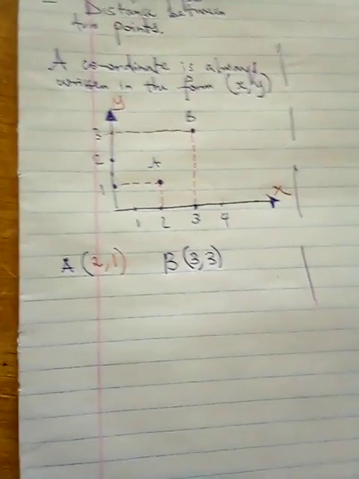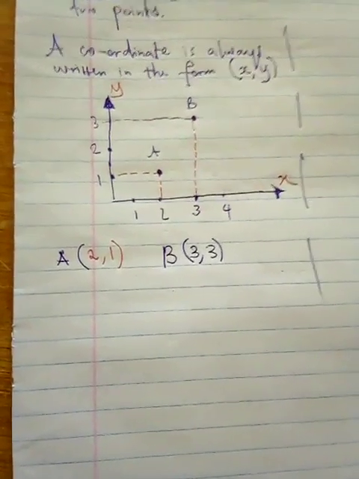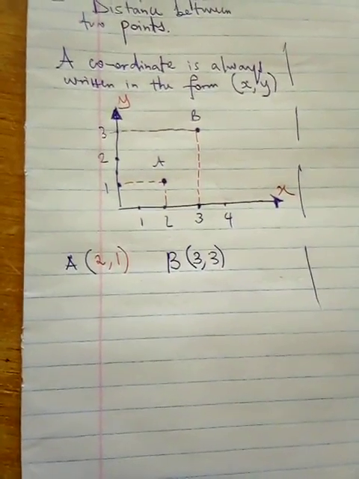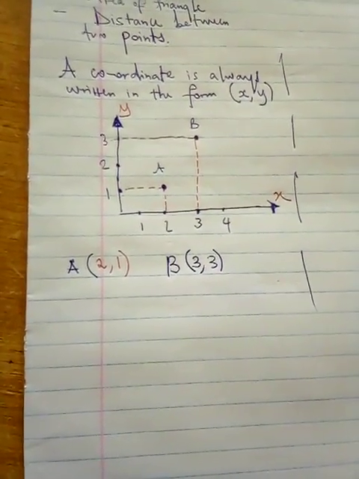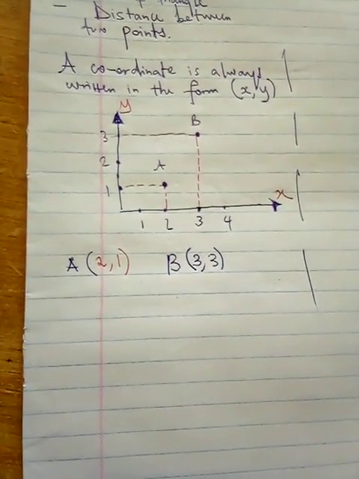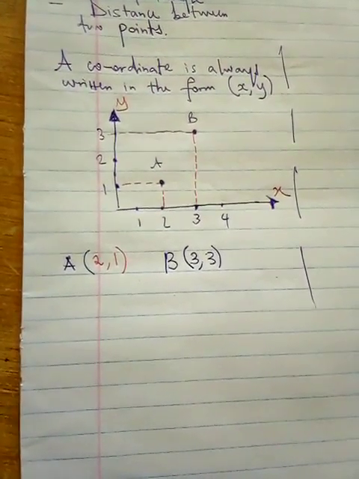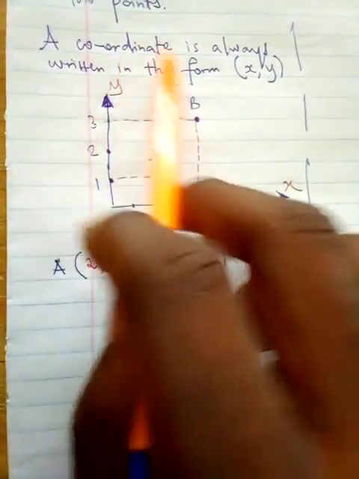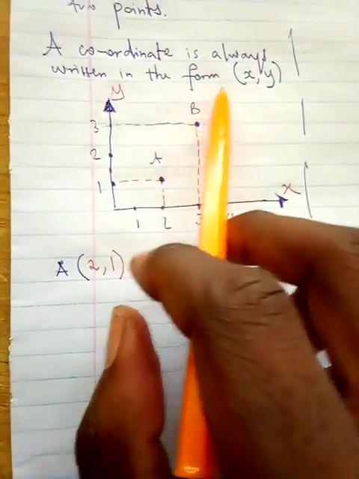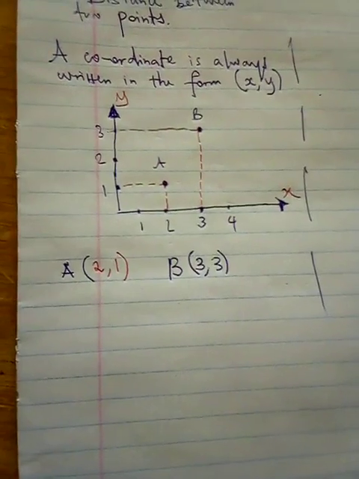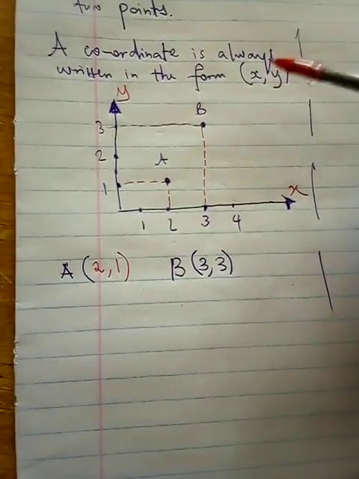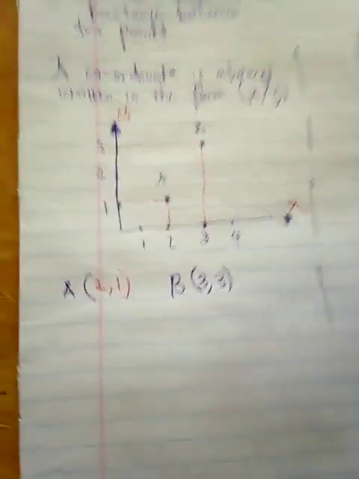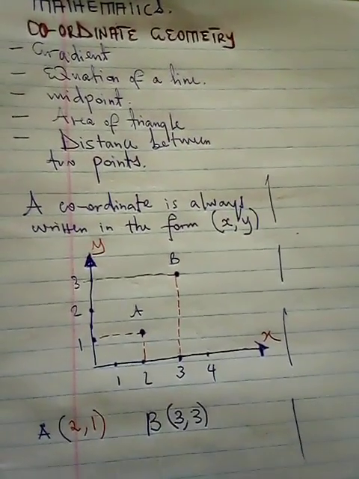So that's how we can determine the coordinates of some points if you have been given an x-y plane and you're being asked to determine the coordinates of points like A and B here. So A is just going to be 2 comma 1, B is going to be 3 comma 3. Not forgetting this very important point that a coordinate is always written in the form x comma y. In other words, you always need to start by writing your x value and then you write your y value.